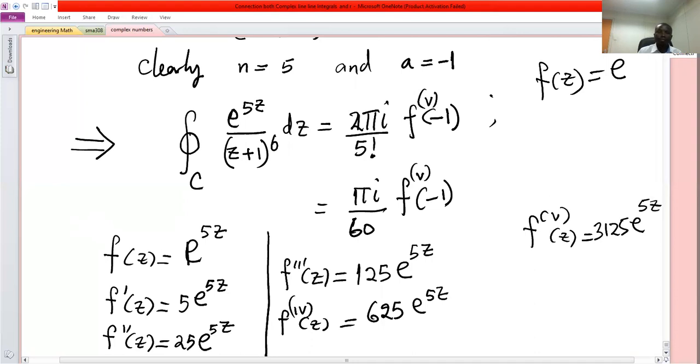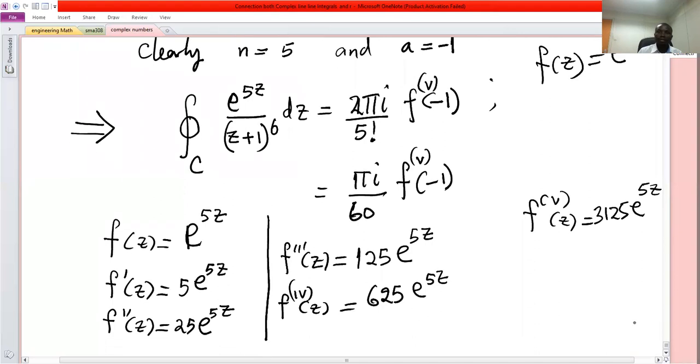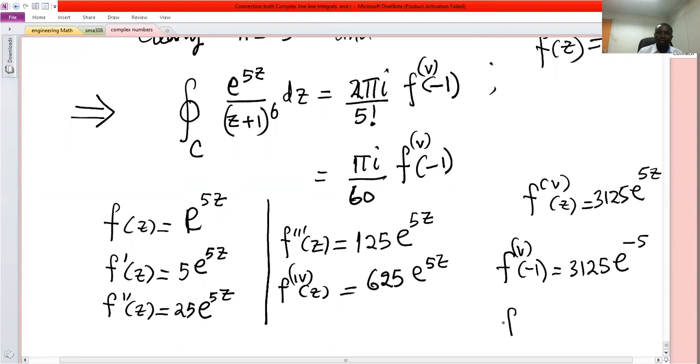So when the formula tells us the fifth derivative at -1, it simply means that where we put z = -1, we have 125 e raised to the power -1 times 5, which is -5, so that the fifth derivative at -1 is 3125 over e raised to the power 5.